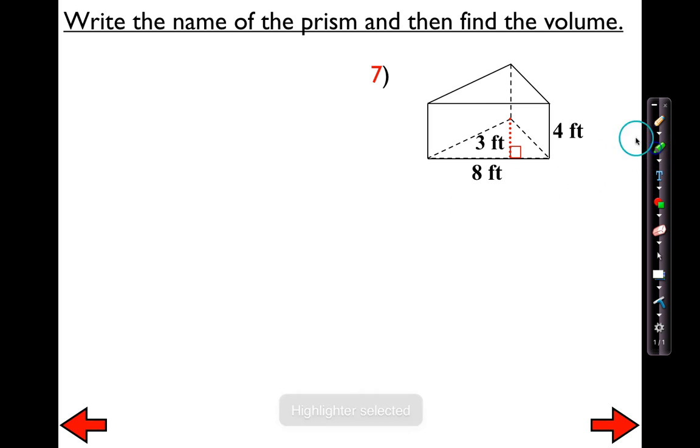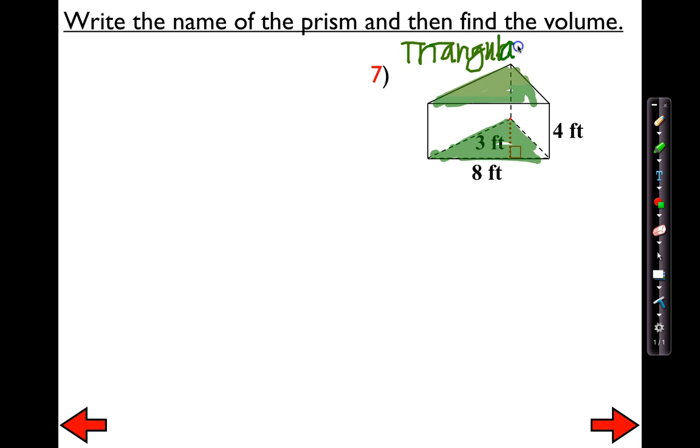So for number 7, what am I going to do? Well, first figure out what the base is. Hopefully you recognize here that the base is a triangle, so this is a triangular prism. Ooh, I wish I can spell. Okay.